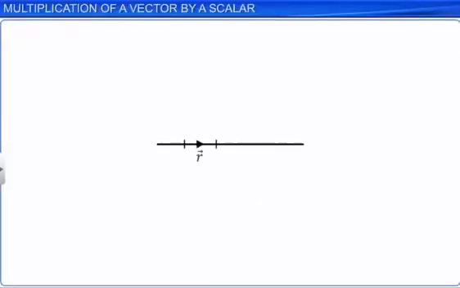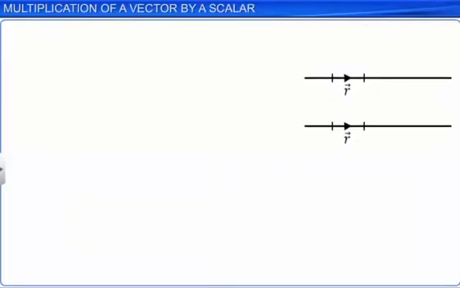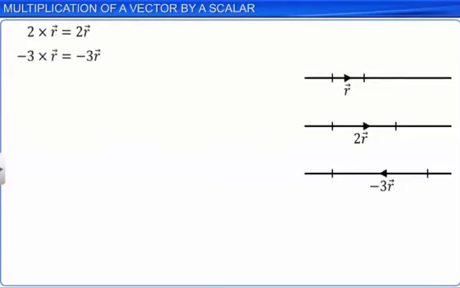Consider a vector r. If we multiply vector r by 2, we get another vector, 2r, with the same direction as vector r, but twice its magnitude. Similarly, if we multiply vector r by -3, we get another vector, -3r, opposite in direction to vector r and with thrice its magnitude. Note that in these cases, we have multiplied vector r with the scalar quantities 2 and -3 to get new vectors.